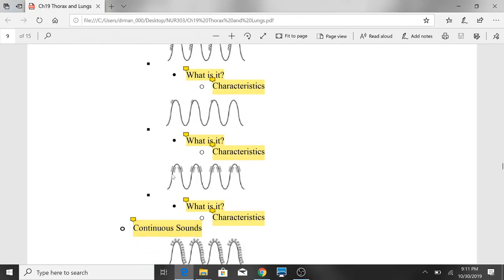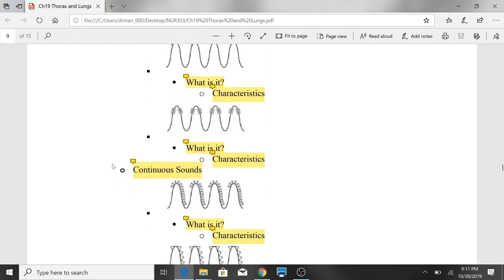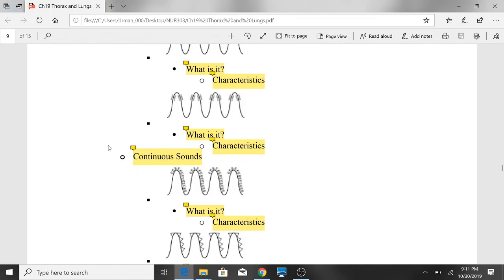Alright, and this one. What is this one? A sound on inspiration and expiration. What do you think this is? Pleural friction rub. What are the characteristics of that? It's a very superficial sound that is coarse and low pitched. It's inspiratory and expiratory.